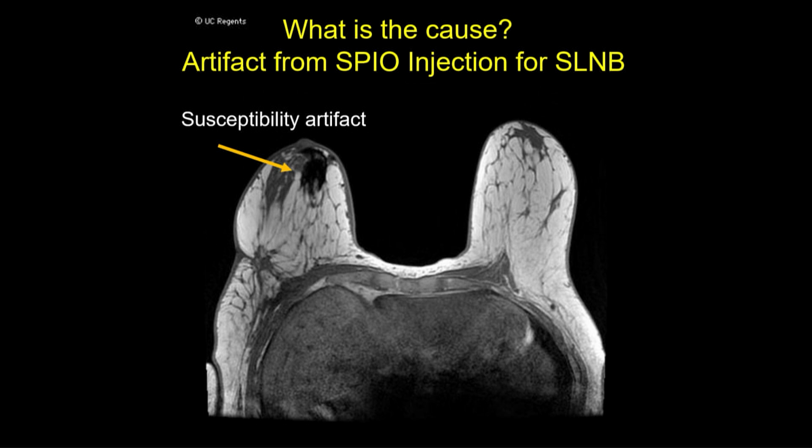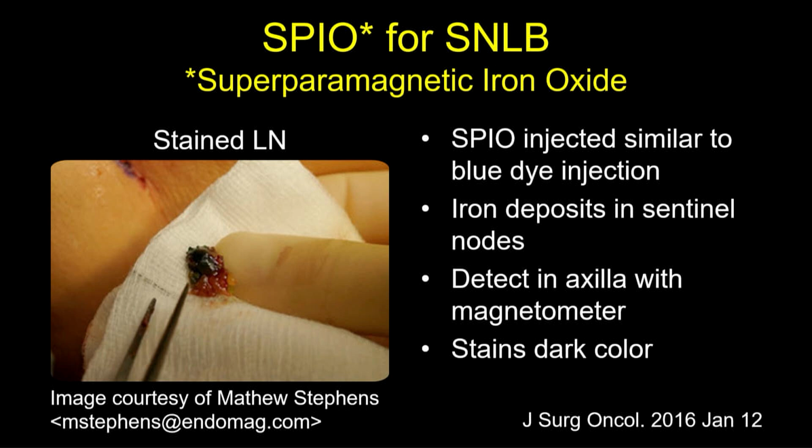Meanwhile, there are perfectly good ways to localize sentinel nodes, like I said, with radiotracer or methylene blue dye. Just so you can see what this looks like in the OR, this is actually a stained lymph node. This came from the vendor, and the injection is similar to a blue dye injection, like methylene blue. The iron deposits in the sentinel nodes, and it's detected with a magnetometer. It also has that nice feature that you can see it visually. So you see that it stains a dark color.